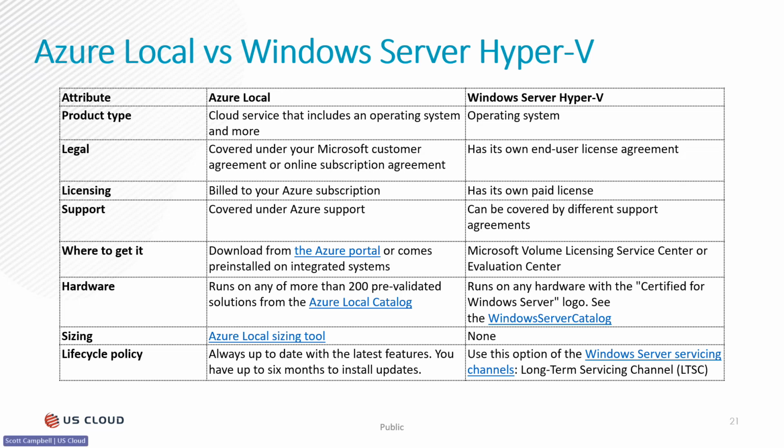And updates and lifecycle policy. Azure Local is always up to date. And with that, Azure Local has to be connected to Azure at least once every 30 days for updates and compliance. You don't have to leave it connected. It can be disconnected, but at some point it has to communicate back to Azure at least once every 30 days. For updates and lifecycle of Windows Server Hyper-V, this is done through the long-term servicing channel, so monthly updates for the platform and environment.